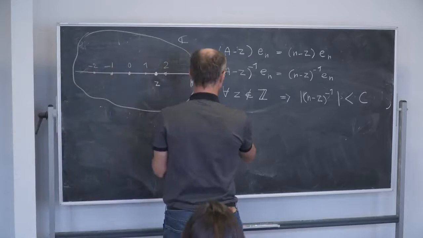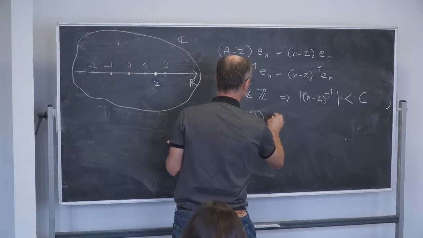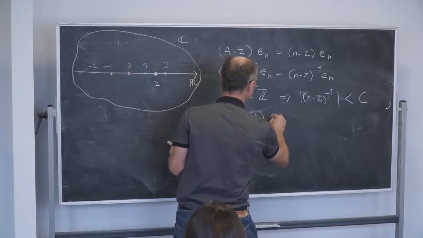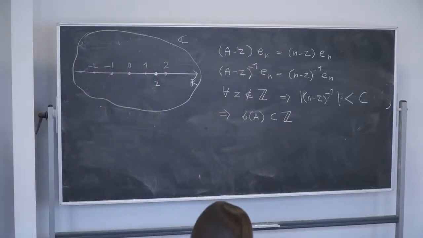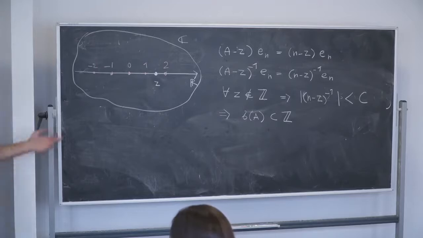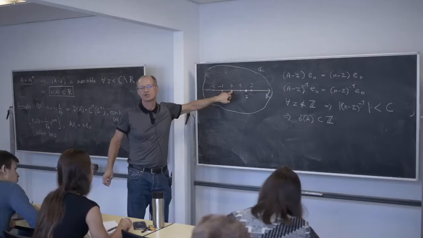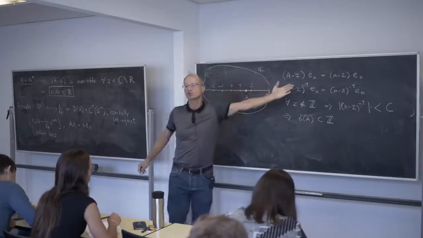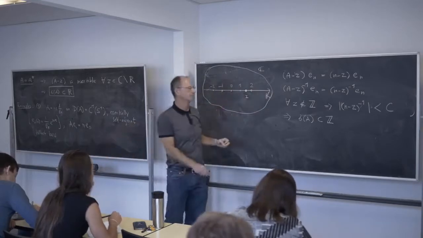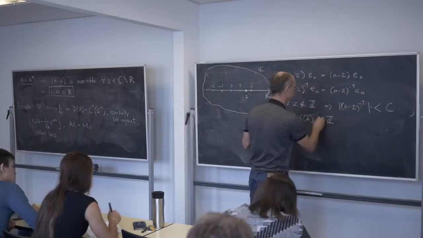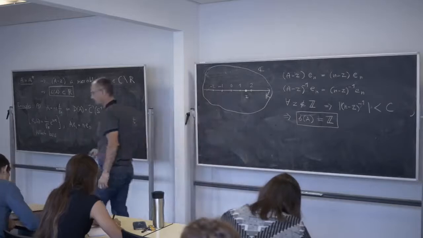So this means that sigma of A is contained in Z. And it's actually equal to Z, because if you're sitting at an eigenvalue, then A minus z cannot be invertible there, because you're just killing one of the eigenvectors, right? No way you can go back. So in fact, sigma of A is equal to Z.